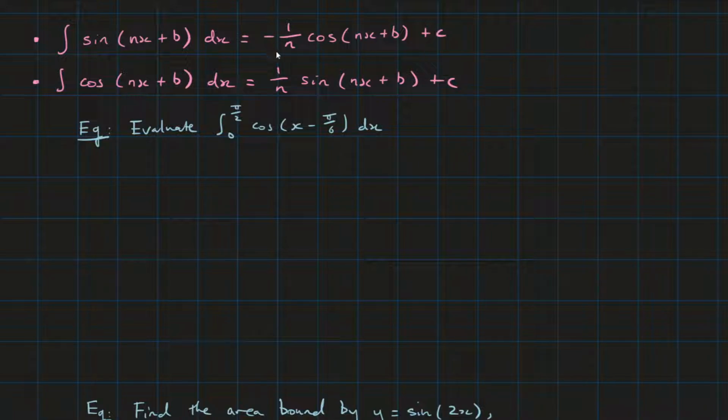The main difference between the two is sine becomes negative cos, but cos becomes positive sine. So just note the two differences between the two.